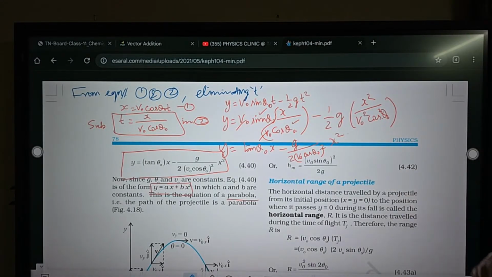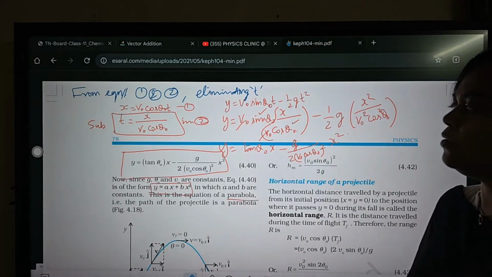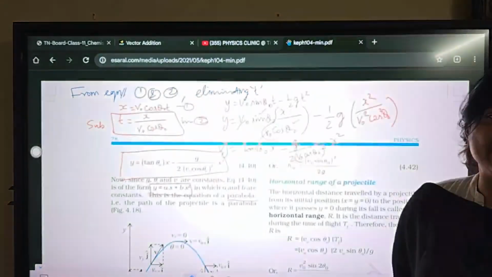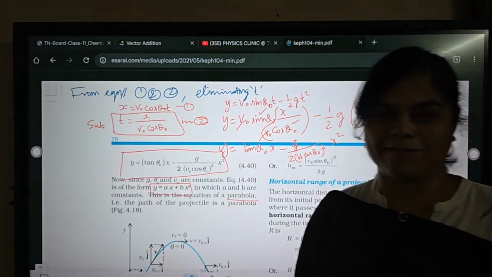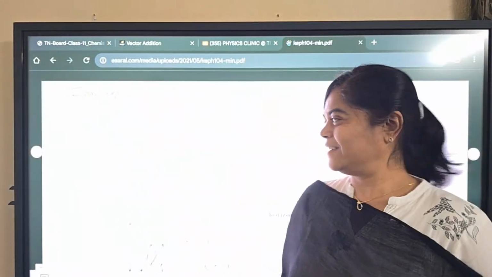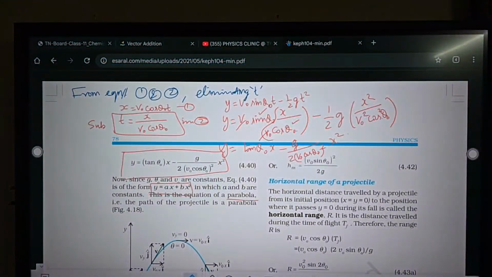Okay, is it clear? Are you writing? So it is not given in your book properly, all the intermediate steps are skipped. So you need to copy this. It's very useful for you, otherwise you will always be saying physics is very tough, boring. You have to follow all these steps, then it is easy, right? Shall we move on to the next one? Completed?